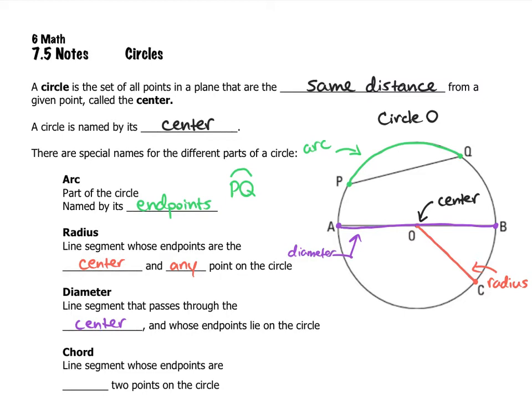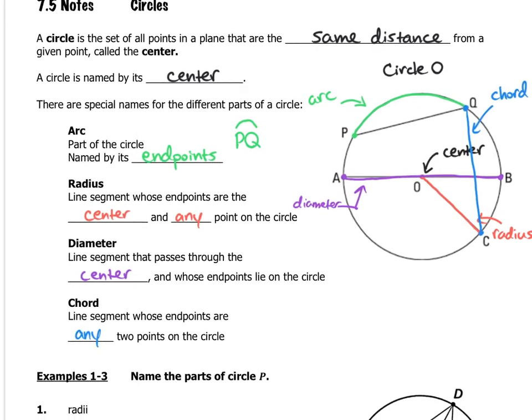And then finally, we have what's called a chord. A chord is a line segment whose endpoints are any 2 points on the circle. So the difference between a chord and a diameter is a diameter has to pass through the center, a chord does not. For instance, I could draw a line segment from point Q to point C, and this line segment QC is what's called a chord of the circle. So it doesn't have to pass through the center, unlike the diameter.